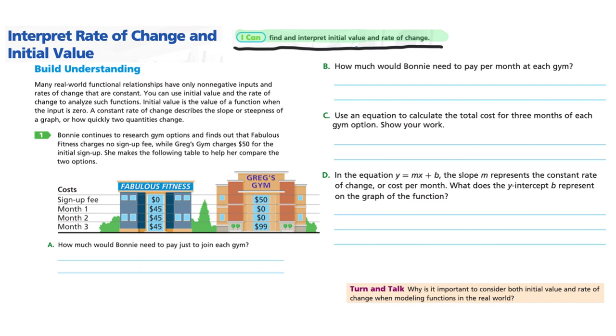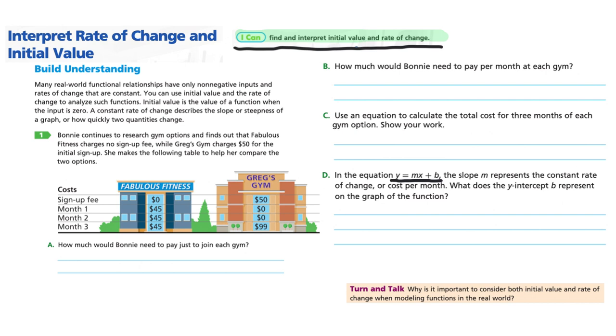B, how much would Bonnie need to pay per month at each gym? So they're helping you go through this step by step to look at all the parts. C, use an equation to calculate the total cost for 3 months of each gym option. And D, in the equation, y equals mx plus b, and that's our slope-intercept form, if you remember from the last lesson. The slope m represents the constant rate of change, or cost per month. What does the y-intercept b represent on the graph of the function? So go ahead and pause here, work on those problems, and then we'll come back and work on those together.